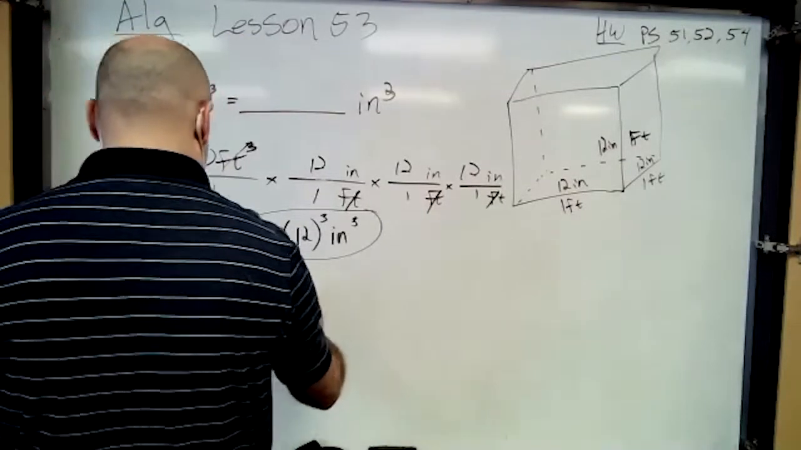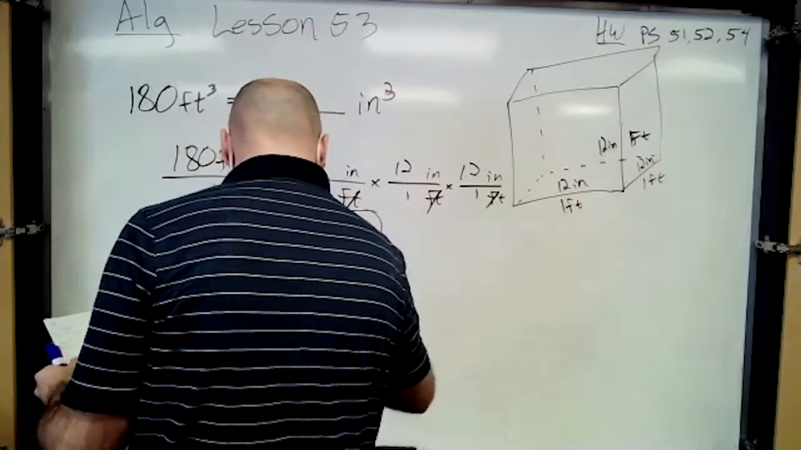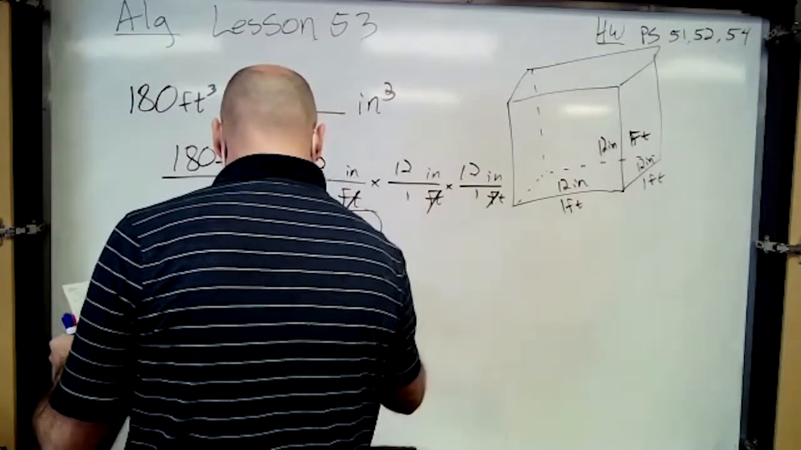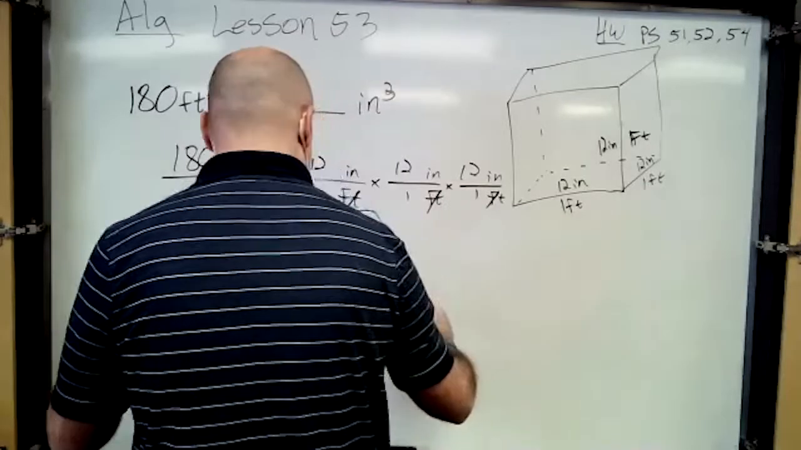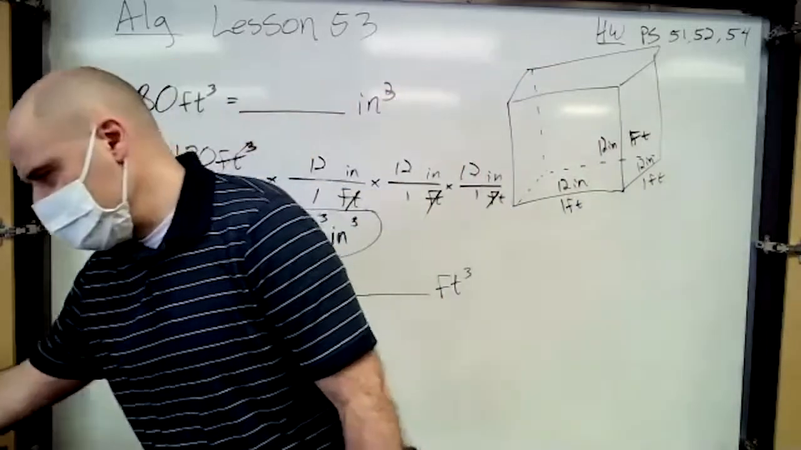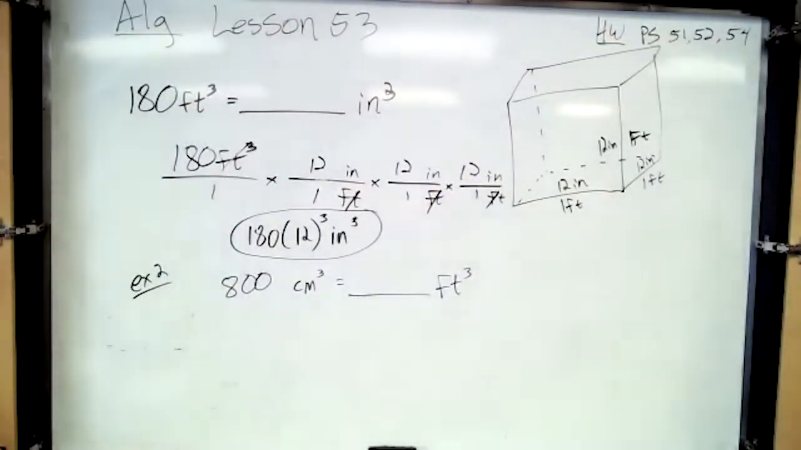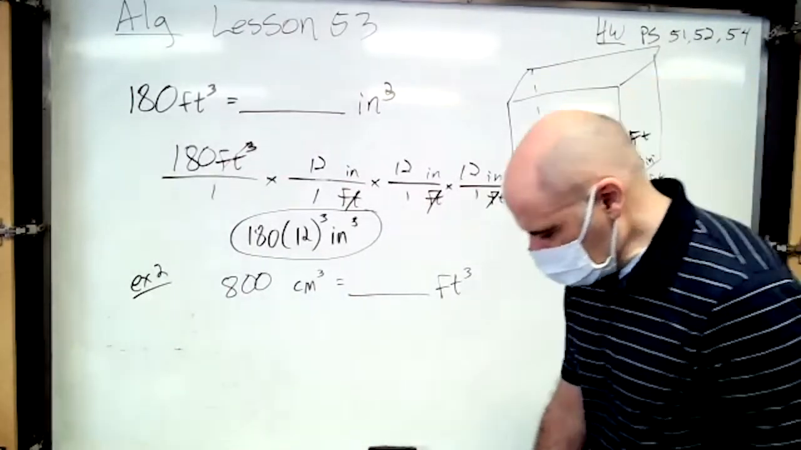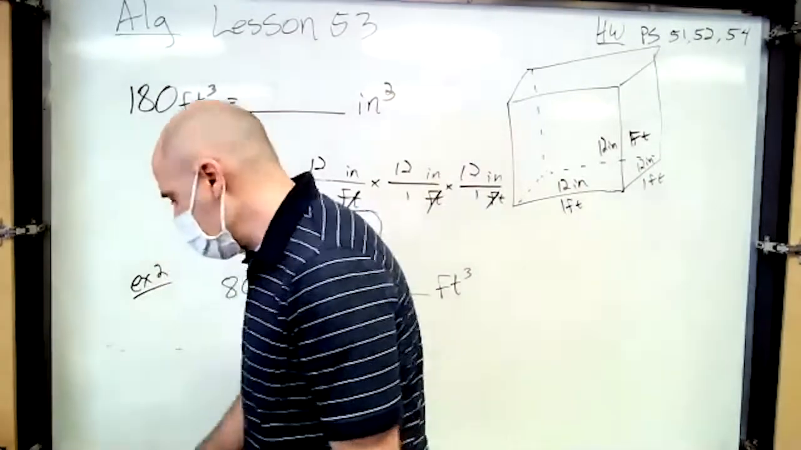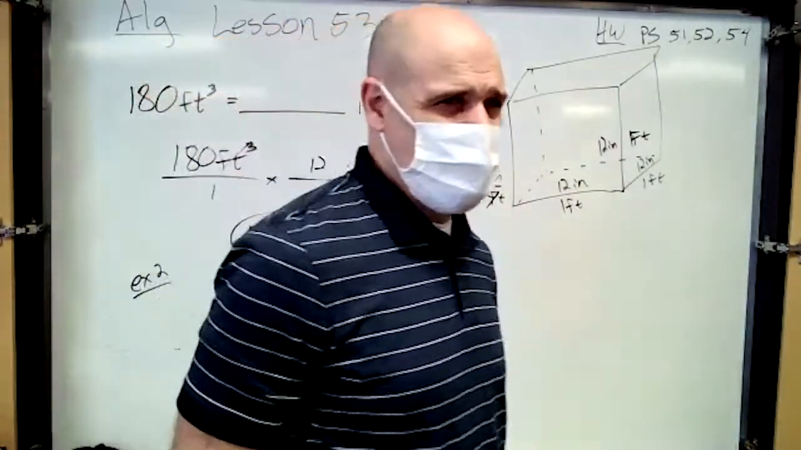800 cubic centimeters equals how many cubic feet? All right, so this is going to exercise all of our brain power. So unit multipliers is definitely the better way to go because this is confusing. Well, first of all, you can't convert centimeters to feet right away. What do you have to do first?